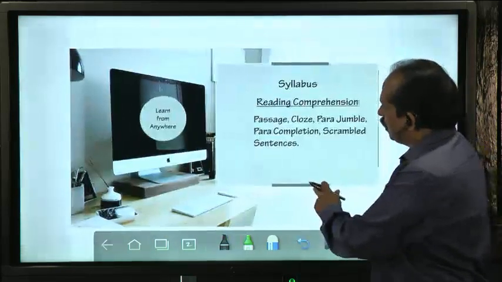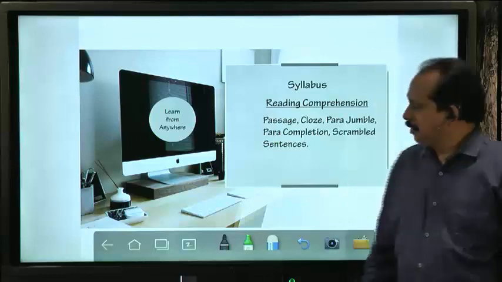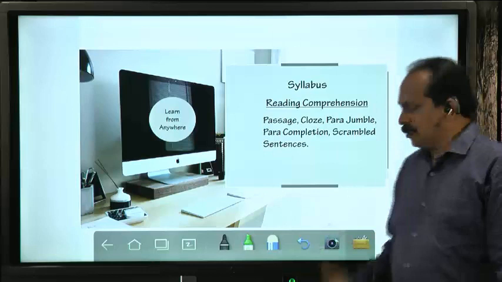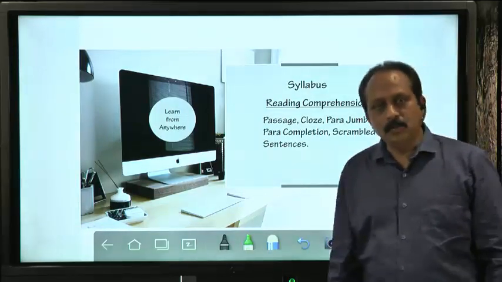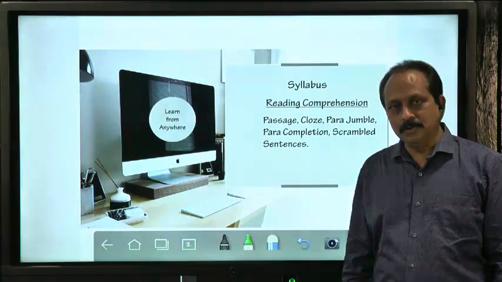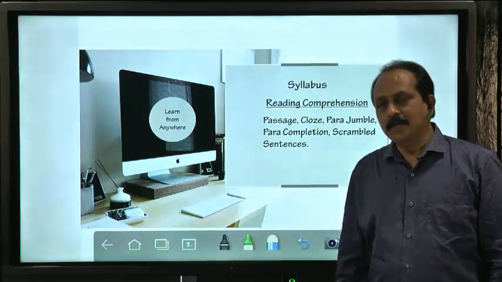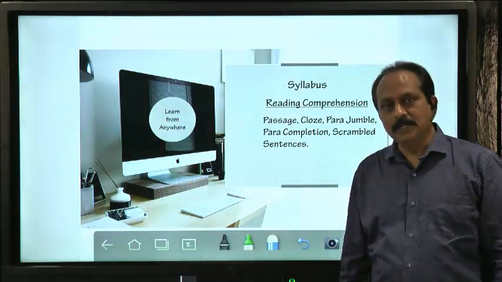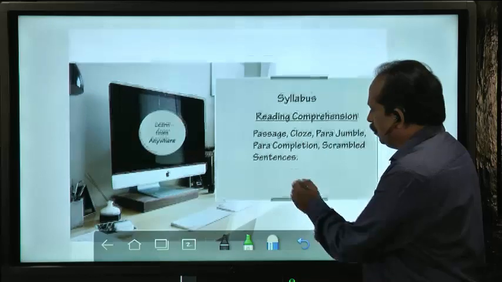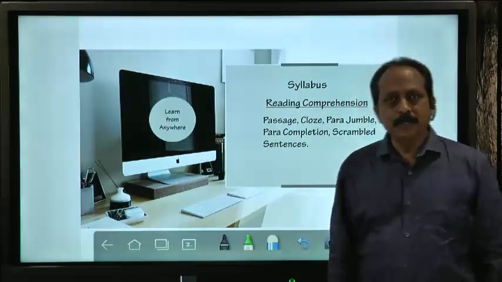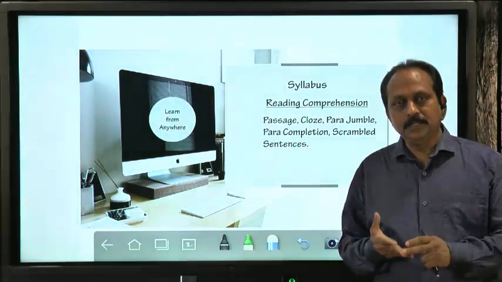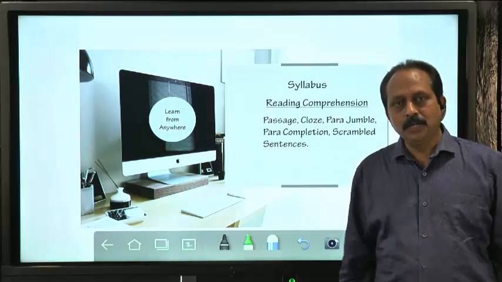Then what is the syllabus that goes with reading comprehension? Passage, cloze, parajumble, paracompletion, scrambled sentences. These are topics you come across wherever there is English in any competitive exam. But the style of teaching matters a lot. I have created one acronym. The acronym is SLEEPS. The letters stand for science and technology, legal, education, economy, polity, socio-cultural problems.